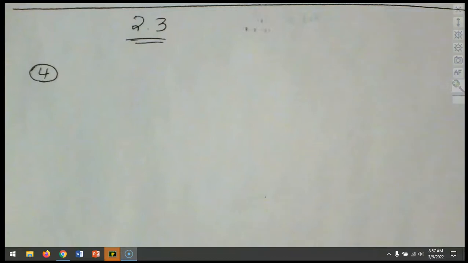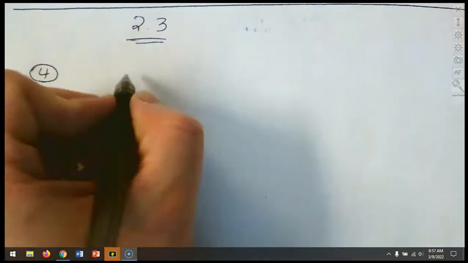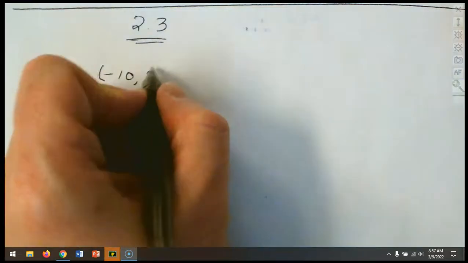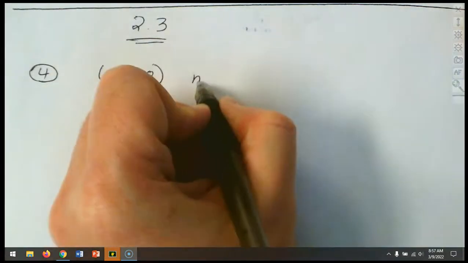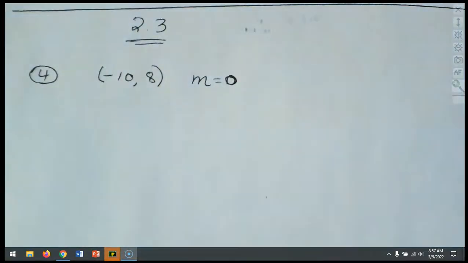And I believe this one is the one that I picked because it has a slope of 0. And question 4 gives you this. They give you the point minus 10, comma 8, and a slope of 0. And so this is what we're going to work with here. Now, we want to find the equation in standard form.